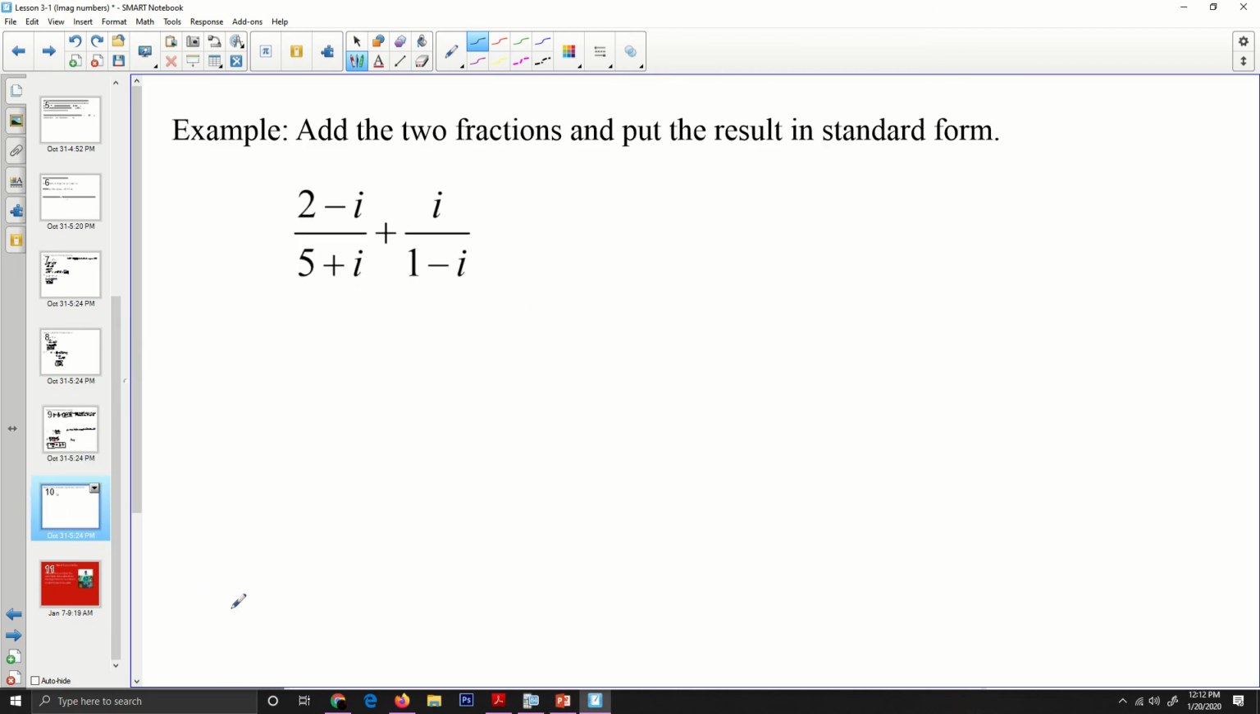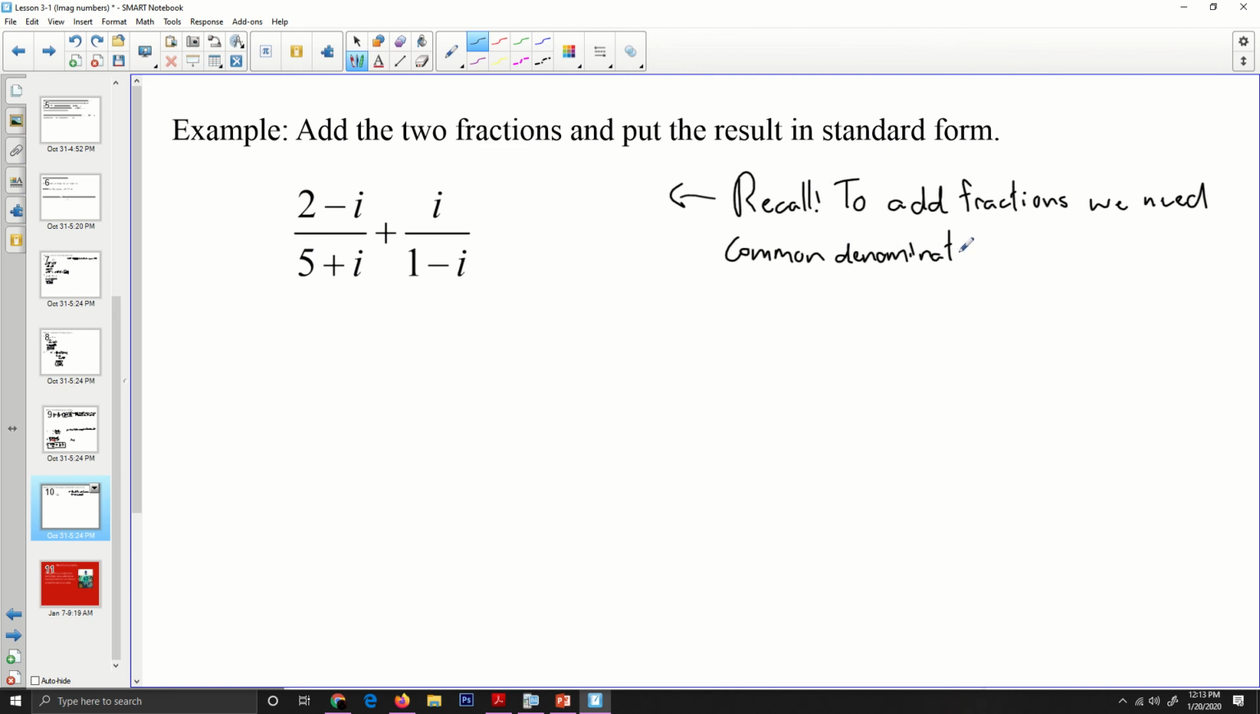All right, last one. Add the two fractions, put the result in standard form. And so we will recall, to add fractions, we need common denominators, and the LCM, least common multiple.